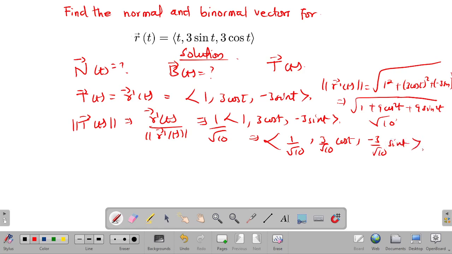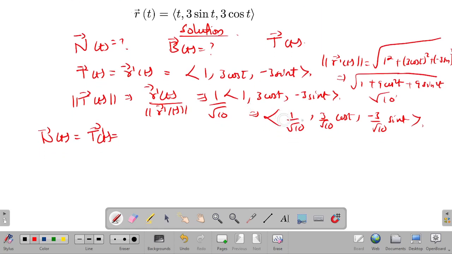Now we come to the main problem. It says that we should find a normal vector. To find the normal vector, which is simply the derivative of our unit tangent vector, we are going to differentiate this. When you differentiate your unit tangent vector, you get the normal vector. So let's differentiate what we have here.